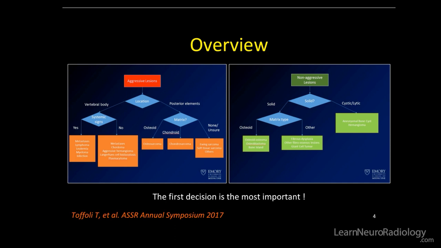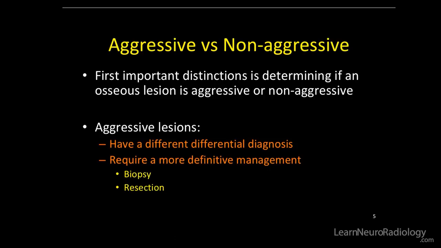You're going to try and decide whether or not the lesion has aggressive features such as cortex destruction or an extraosseous soft tissue component, because then that tells you which of the decision trees to use. And this was presented in abstract form by one of our former fellows, Tom Toffoli, back in 2017 at the spine meeting. So aggressive versus non-aggressive, this is a first important distinction, determining if an osseous lesion is aggressive or non-aggressive, and these aggressive lesions have a different differential diagnosis, and they require more definitive management, such as surgical biopsy from an interventionalist or resection from one of the surgeons.